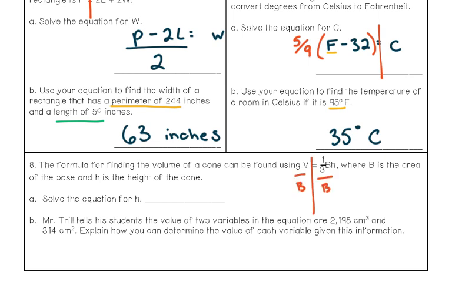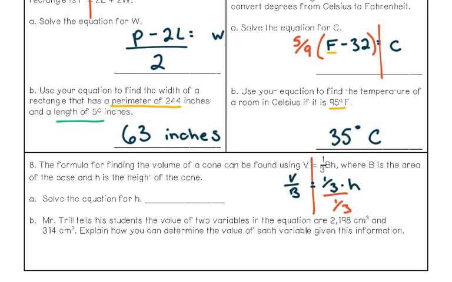All right, let's break this down one step at a time. The first thing we need to realize is that we're solving for H, so we need to get rid of the times 1/3 and the times B. Let me do this one at a time and get rid of the times B first. Now I'm left with V over B equals 1/3 times H. Since I want the H by itself, I need to divide both sides by 1/3.